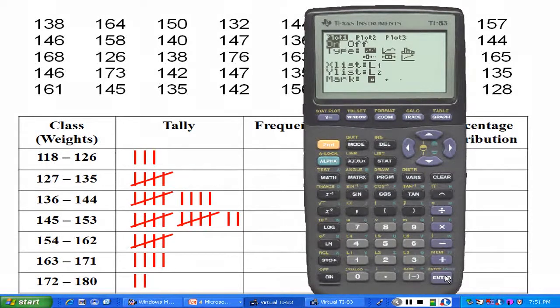Now, go down arrow to the type. The type should be the third one right here. And press enter. Now do you see it's blinking on the bar graphs right there on the bar? So that's what you should have.